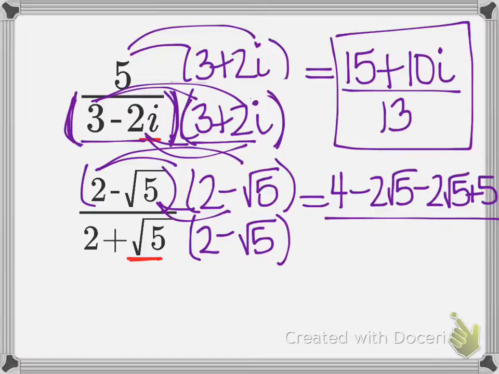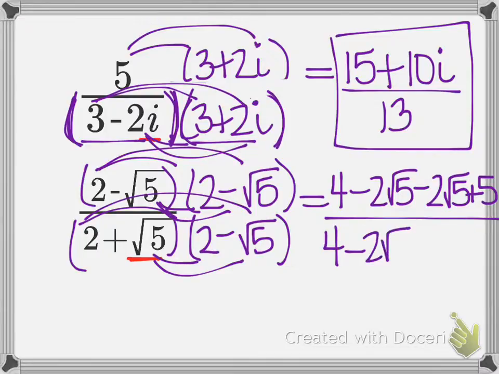On the bottom, same idea. You're going to get very similar things. 2 times 2 gives you, again, that 4. 2 times negative radical 5 is negative 2 radical 5. But this next one is positive radical 5 times 2, so that one should be positive. And since these signs are plus and minus, our last number is going to be negative, and we have that radical 5 times radical 5 again. That just gives you 5.